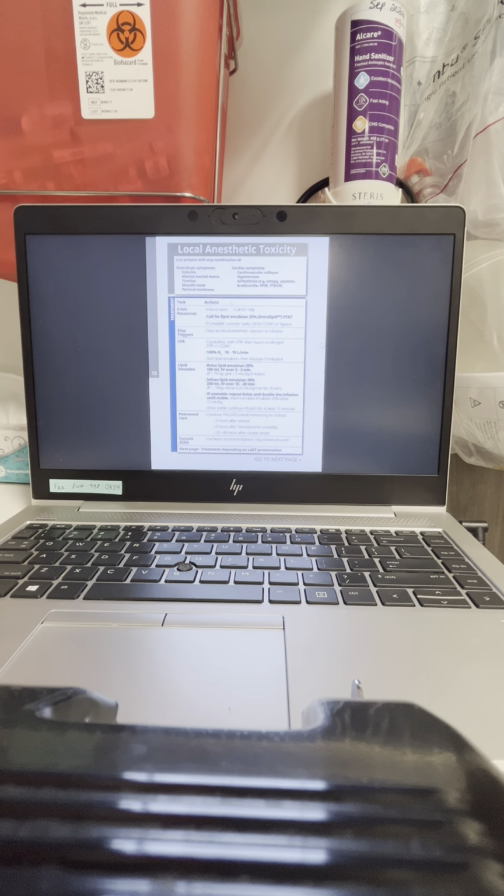After that, it can very quickly get worse, and that's where you get your altered mental status, potentially seizures, unconsciousness, and then at the same time you get your cardiovascular collapse of bradycardia and hypotension.